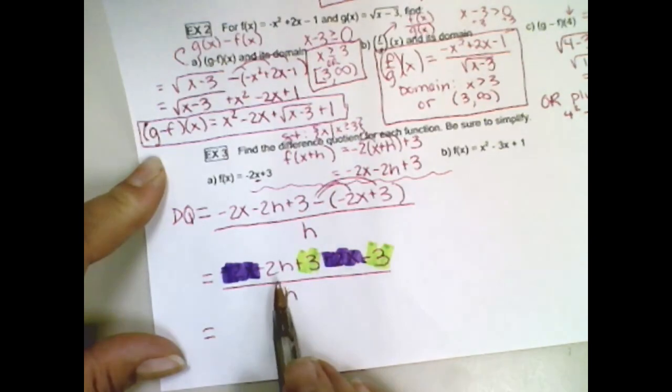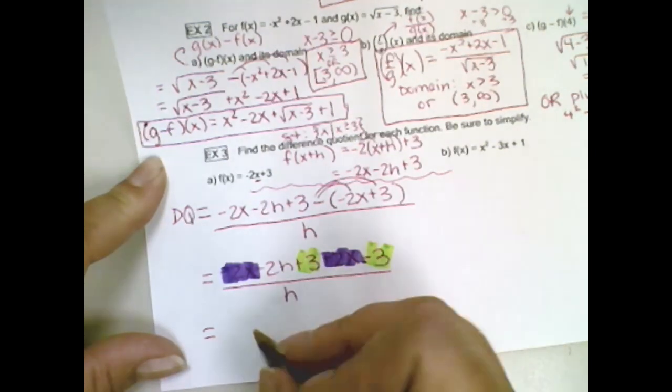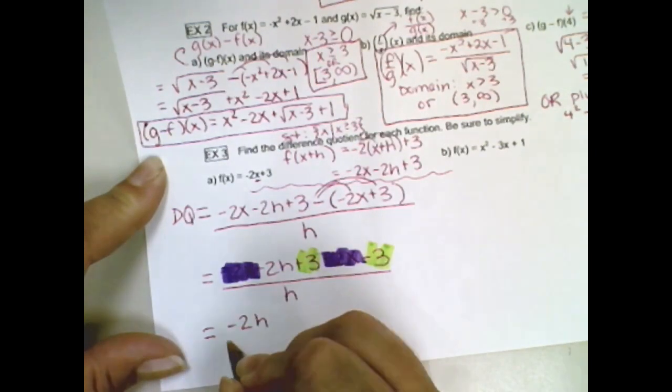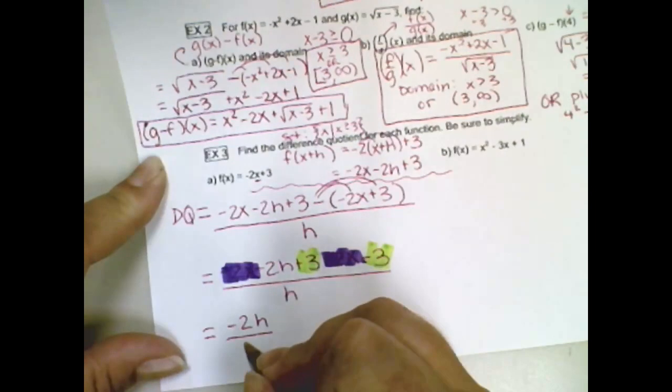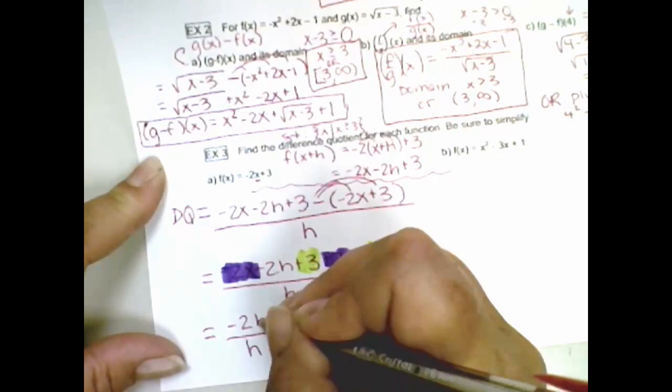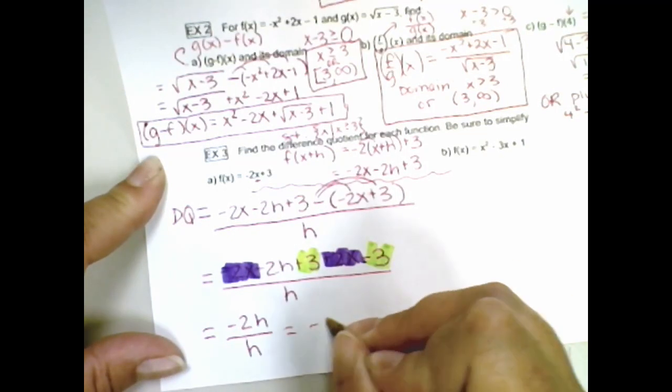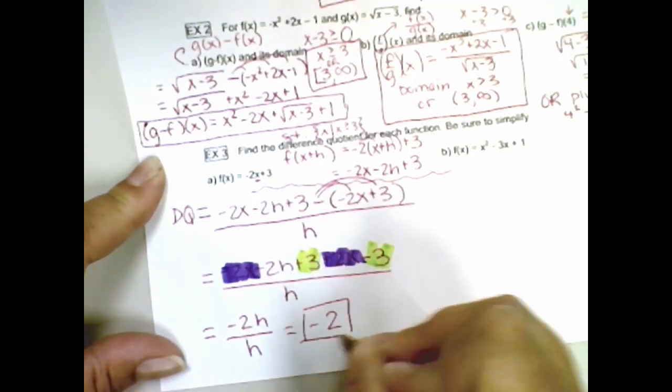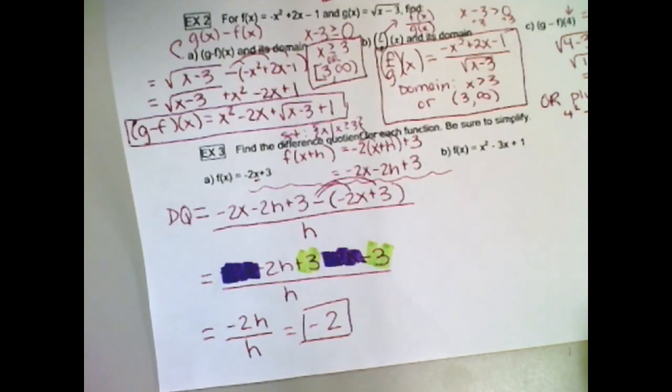So the only thing in the numerator that doesn't have a like term is this minus 2h. So that's all that's left over h. Then I can simplify again because these h's are going to cancel each other out. So my difference quotient in this case simplifies all the way down to negative 2.